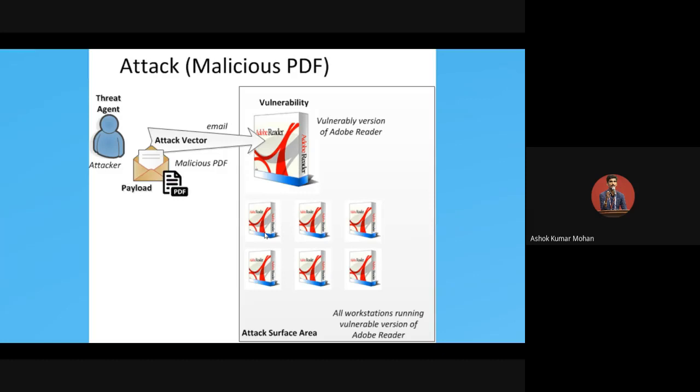So all the vulnerabilities available in Adobe Reader will be exploited. Whenever you double click and open the PDF document, in the background it will just take the password stored in your browser. It may send a copy to the attacker, fine? So what is your attack surface? Your PDF reader, which you have not updated, is typically your attack surface, fine?